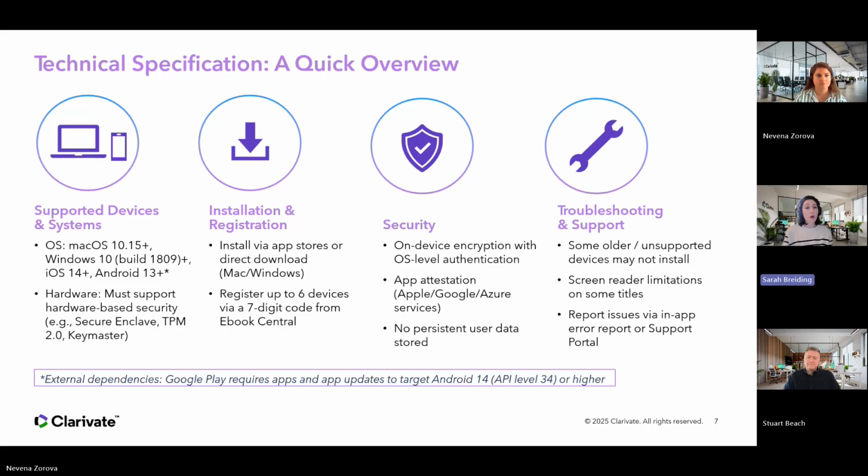But just as a high-level overview, the tech spec outlines the supported operating systems, software and hardware minimums, and external dependencies. It also details the installation and registration information. It outlines what device permissions are needed and how it secures user and book data. And it provides details around troubleshooting, known limitations, and support details.